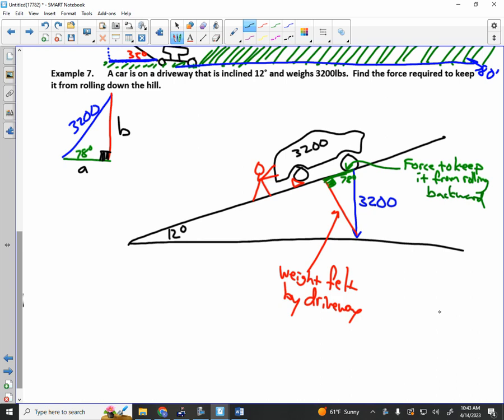I would like to find component A. What is the formula for finding component A, or the horizontal component of the vector? Yeah, the magnitude of the vector times the cosine of theta. So 3,200 times the cosine of 78 degrees. And B is going to be, and it doesn't ask for it, but we're going to find it anyway, 3,200 times the sine of theta. So horizontal is cosine, vertical is sine.